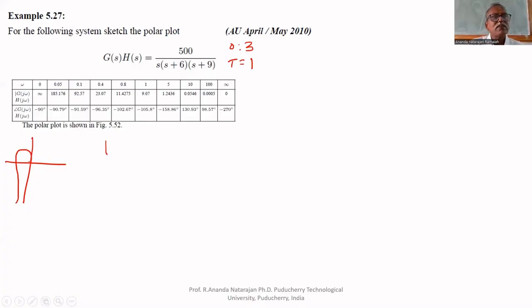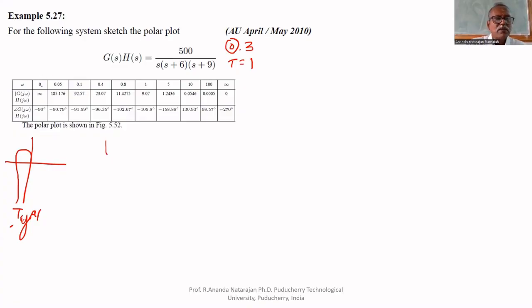The end point is always 0. For any practical system, the end point is 0, so we have to remember that. The type number will tell the starting point. So type 1 means it starts here.